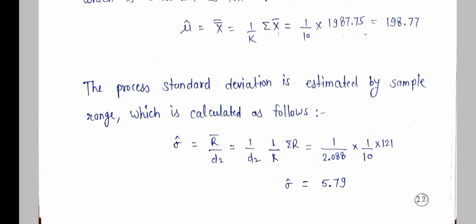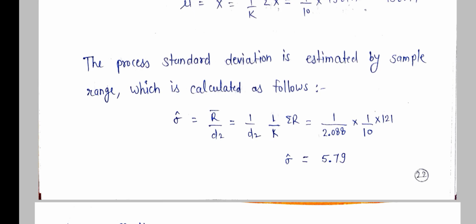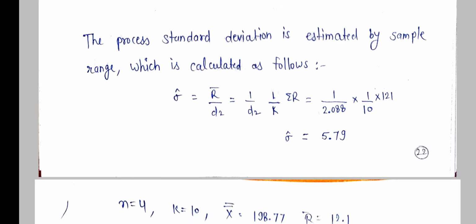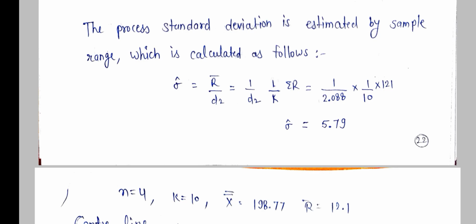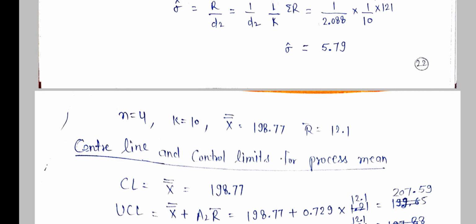Now we will find the process standard deviation, which is estimated by the range and calculated as follows. Sigma cap is equal to R bar upon d2. This is the formula of sigma cap, and putting in the values, sigma cap is 5.719.